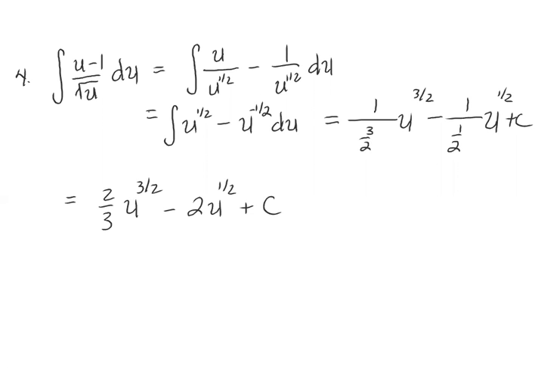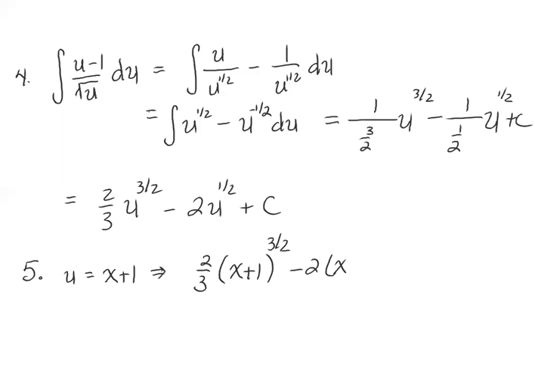Now that I have that integral, I can rewrite it in terms of x. I've applied my rules of anti-differentiation, so I no longer need that variable u. I can bring back in the fact that I called u, what did I call it? I called it x plus 1. So I can resubstitute here, and I get 2/3 times x plus 1 to the 3/2 power minus 2 times x plus 1 to the 1/2 power plus c, which you can write like that.